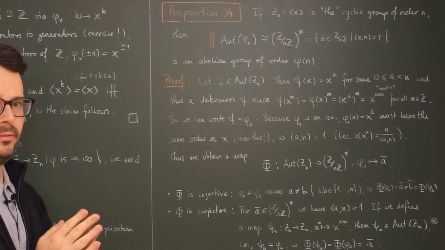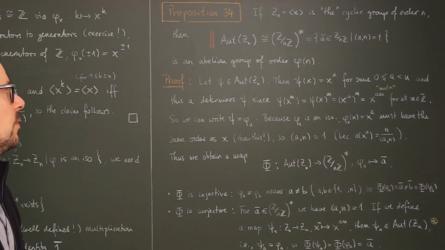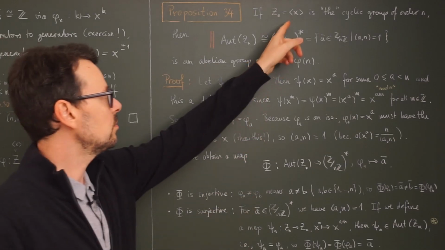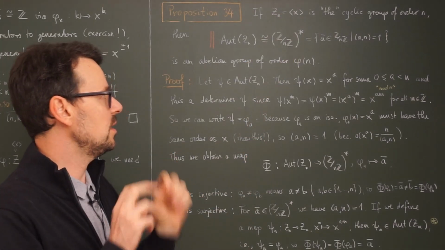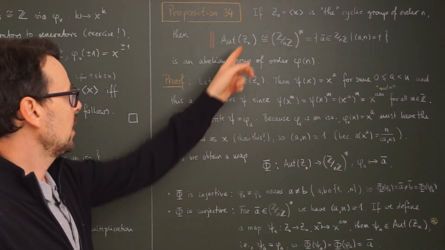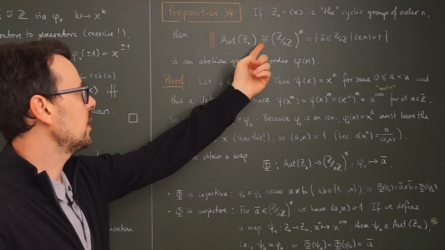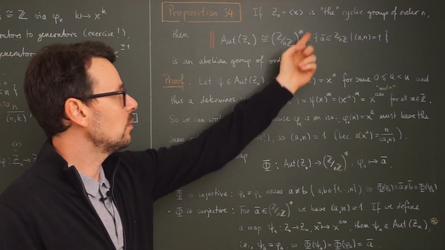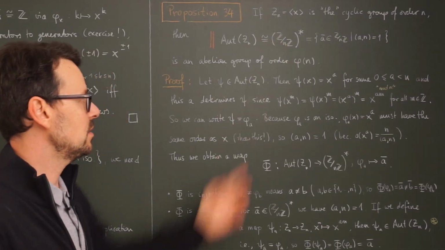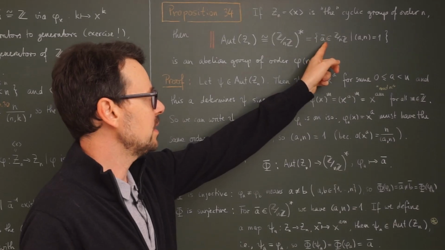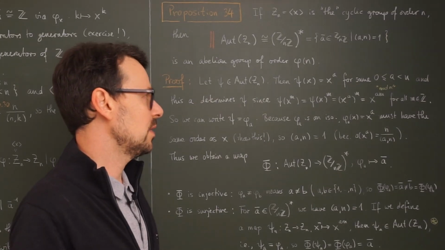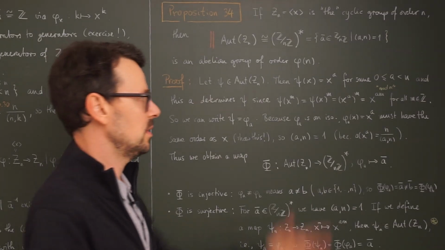Okay, and now we are in a position to be able to state the main result. Proposition 34. Let's assume Z_n is the cyclic group of order n, because up to isomorphism there is only one. Then its automorphism group is isomorphic to the group of units of Z mod nZ. And these are exactly the residue classes that have greatest common divisor 1 with the number n, or that are coprime to n.